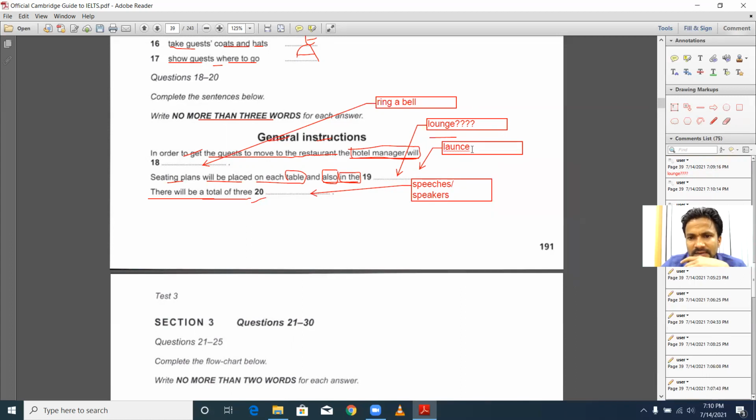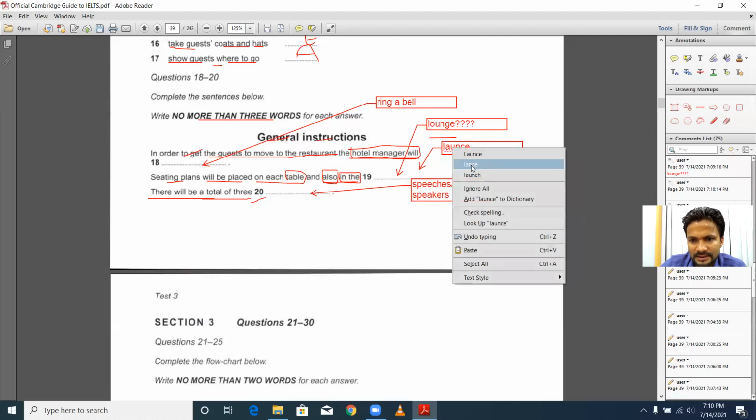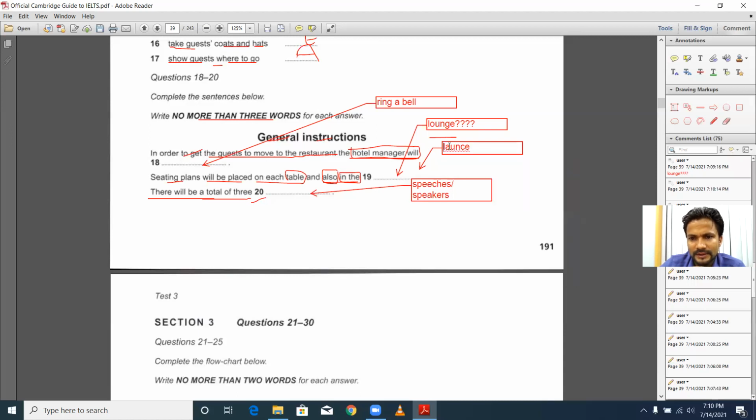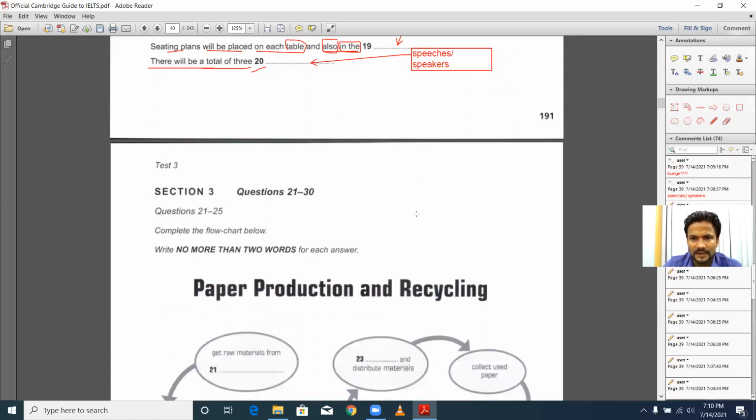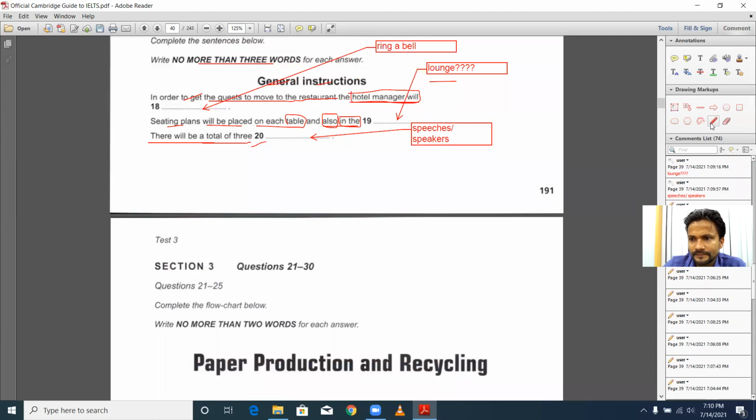Now turn to section 3. You will hear two students discussing an assignment. First, you have some time to look at questions 21 to 25.